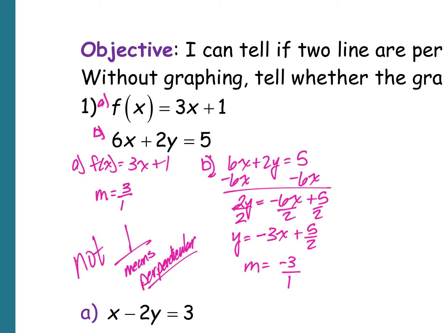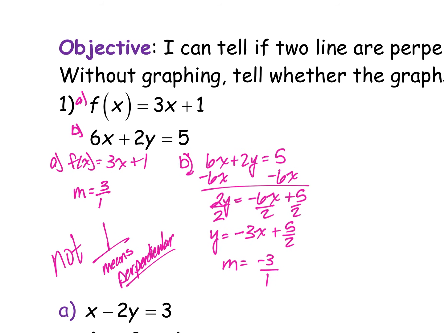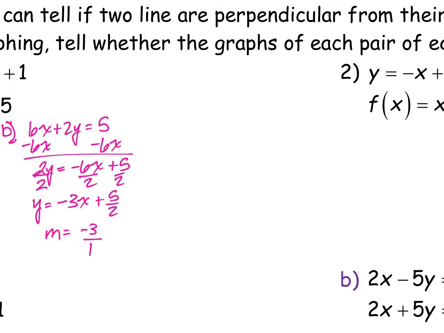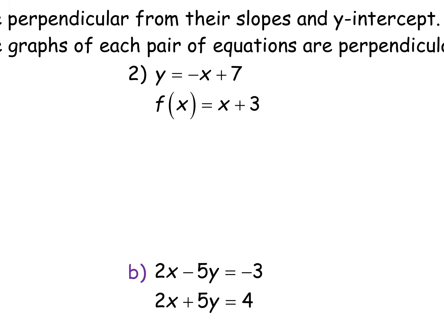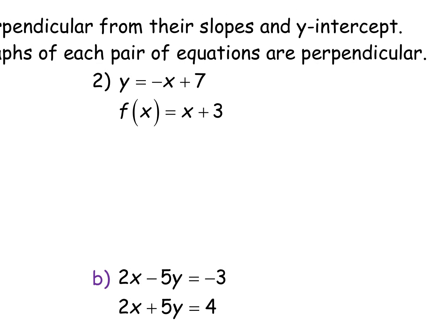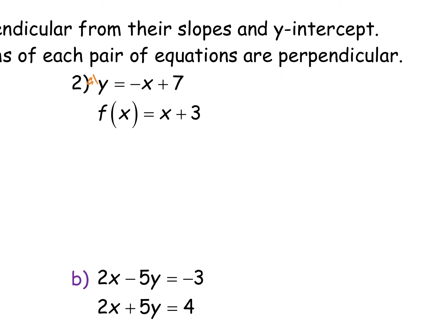Okay. All right, so let's go to the next one. Oh, this one's great. I don't even have to solve for these ones. A and B. So A is y equals negative x plus 7. What's my slope? Negative 1 over 1. Beautiful.